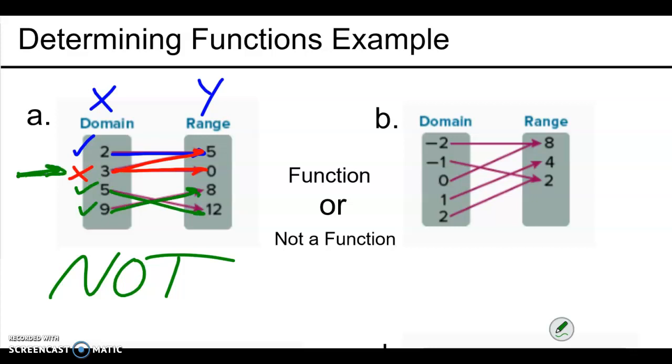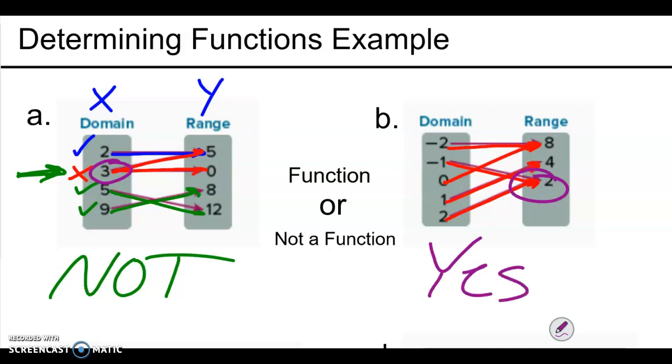Once you have that one instance where it doesn't make sense, where that x value is going to different y's, it doesn't matter. So really all you need to be looking at, -2 is only going to 8, -1 is only going to 2, 0 is only going to 8, 1 is only going to 4, 2 is only going to 2. Again, this is okay to have multiple numbers going to the same y. That's okay. It just can't happen where one x goes to different y's. So this one then would be yes, it is a function.